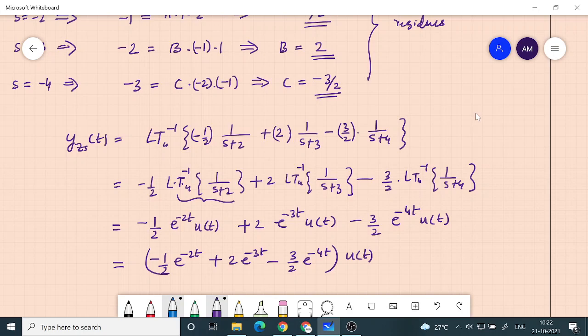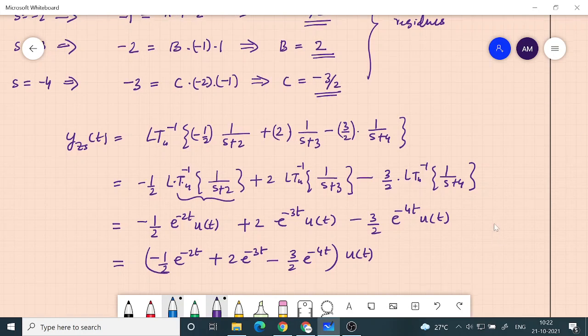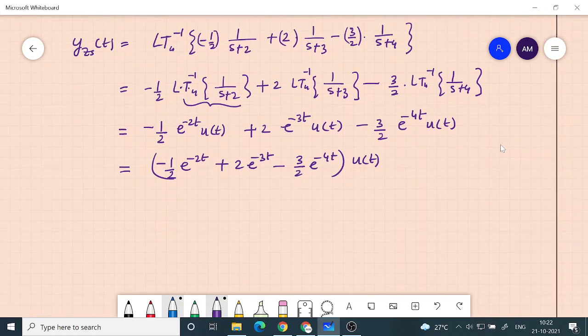Okay, so if you look at the different terms here in this zero state response, you see that this particular term is coming from the input, because we have applied an input of that kind, e raised to minus 4t into u of t. So that is how this term came. But from where do these other two come? This is an entirely zero state response.